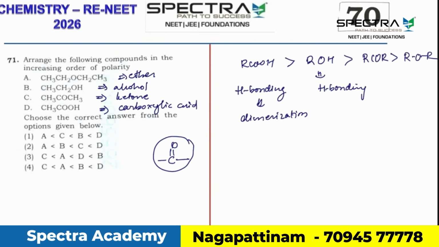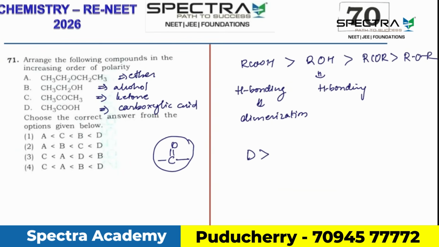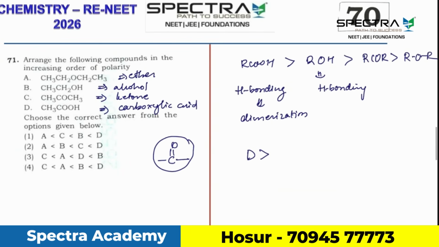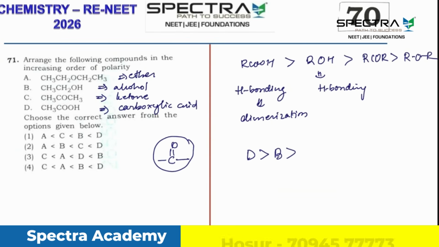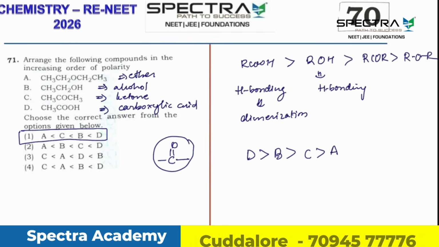So considering this order, the highest polarity will be for acetic acid, which is D. Then it will be alcohol, which is B. Then ketone, acetone, which is C. And the least will be for diethyl ether, which is A. So this matches with option 1. So option 1 is the correct answer.